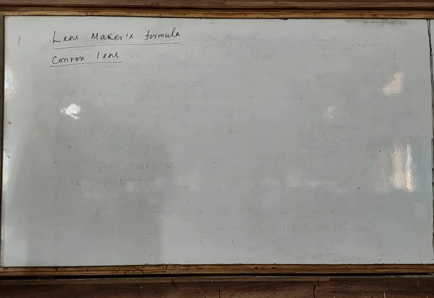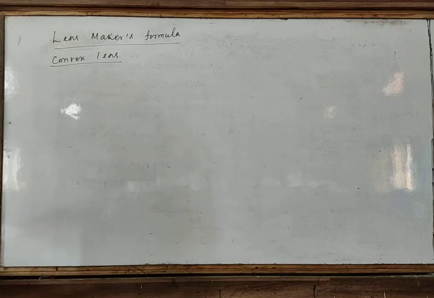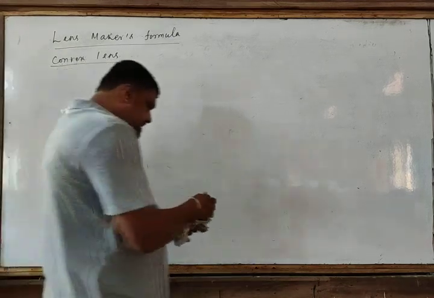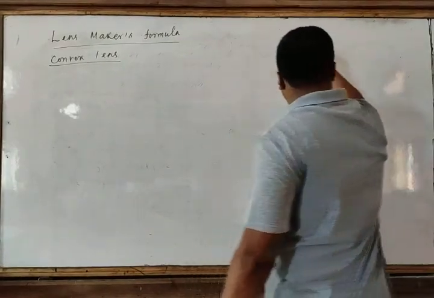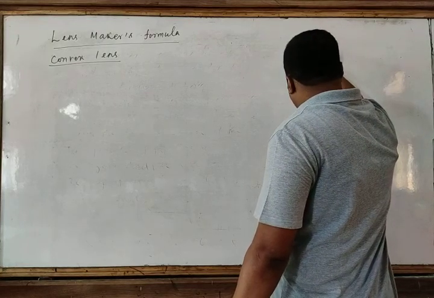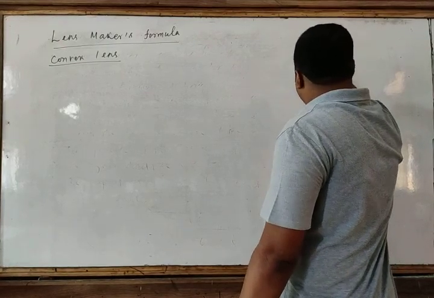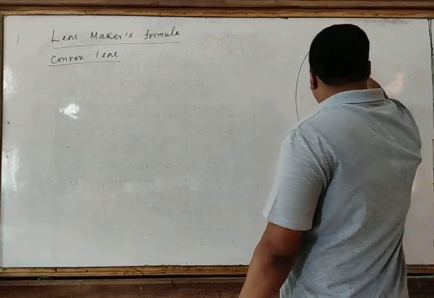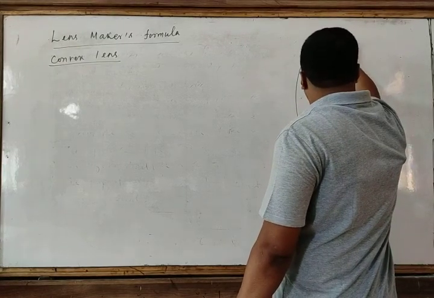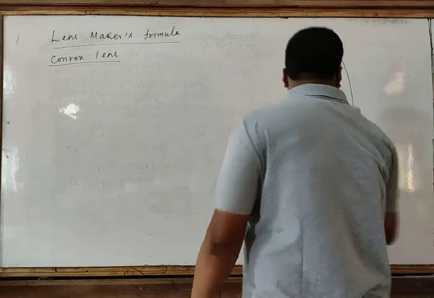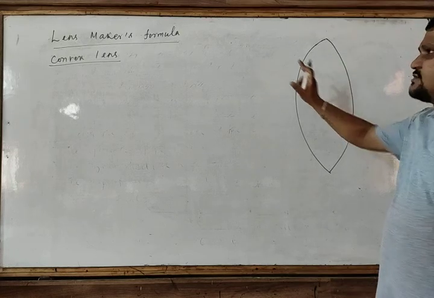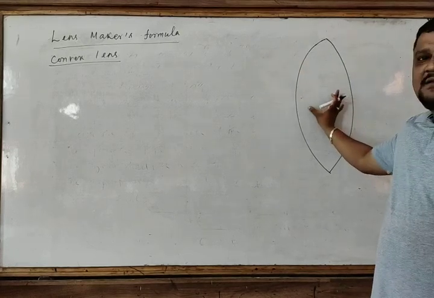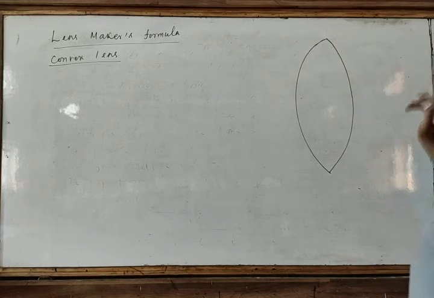Okay, let me draw the ray diagram. First I will draw the double convex lens, like this. That is very important. For understanding purposes I have taken this type of lens, but by assumption the lens should be a very thin lens.